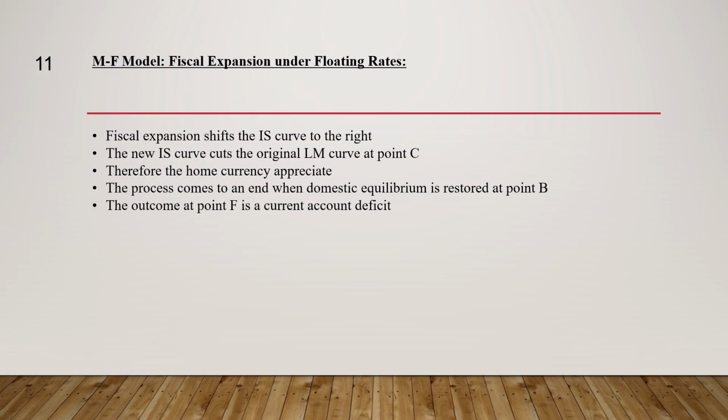Here is the overall summary of the graph. Fiscal expansion shifts the IS curve to the right. The new IS curve cuts the original LM curve at point C. Therefore, the home currency appreciates. The process comes to an end when domestic equilibrium is restored at point B. The outcome at point E is a current account deficit.